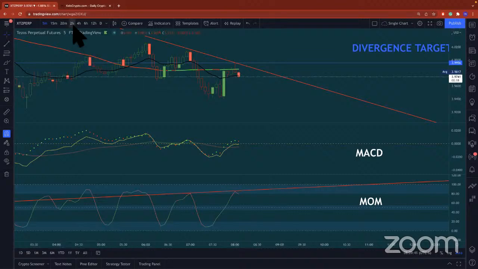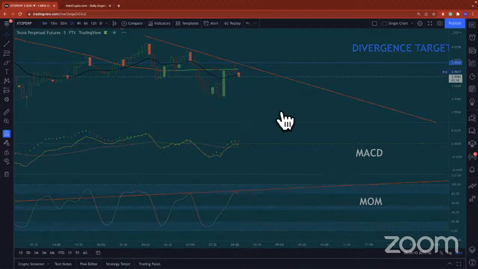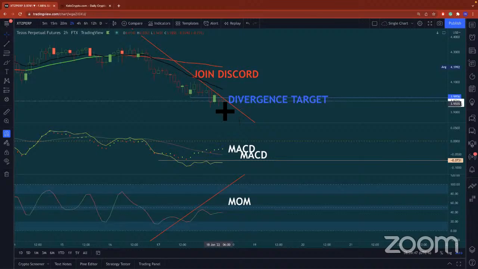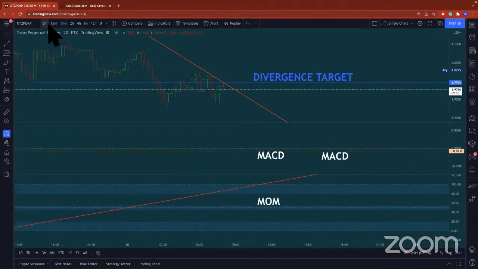Let's see what the 2-hour chart is looking like. The 2-hour chart is still red on us. Our momentum oscillator is starting to go sideways, and so is our custom MACD. And you can see that the dots are still green on us. That means that we're still trying to push up, trying to catch up to it.